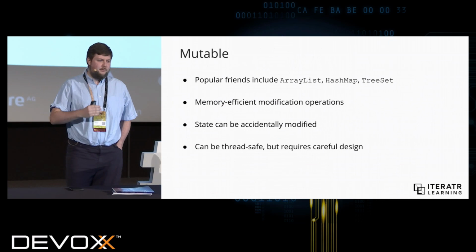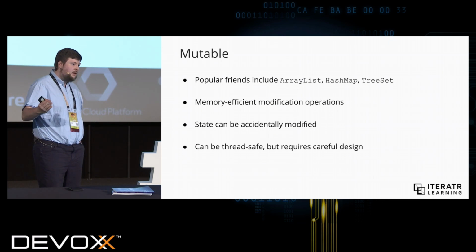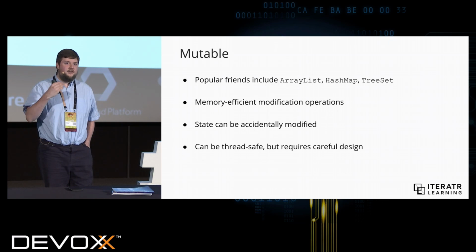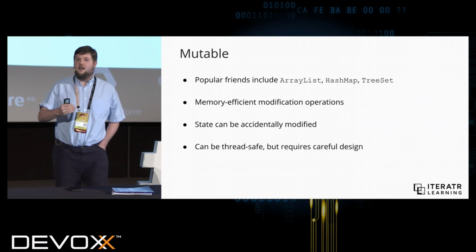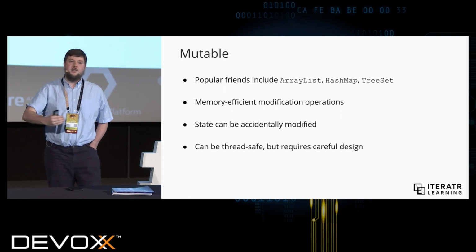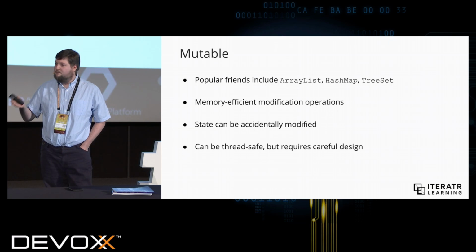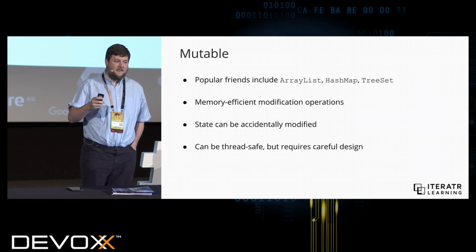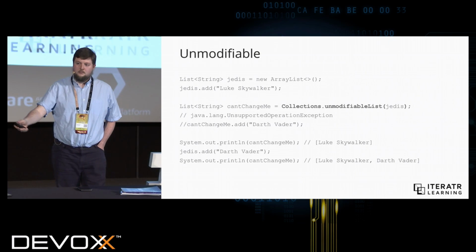So if we firstly look at our mutable friends here, very, very popular, very, very commonly used: ArrayList, HashMap, TreeSet. These are collections which, when we say memory efficient modification operations, we mean they're just updating their internal state. They don't need to return you a new copy. They don't need to do anything like that. They can be thread safe, but it takes a lot of design, a lot of care to get them that way. But Richard, what tricks do we have, if we want to be able to prevent those accidental updates? What can we use in Java right now?